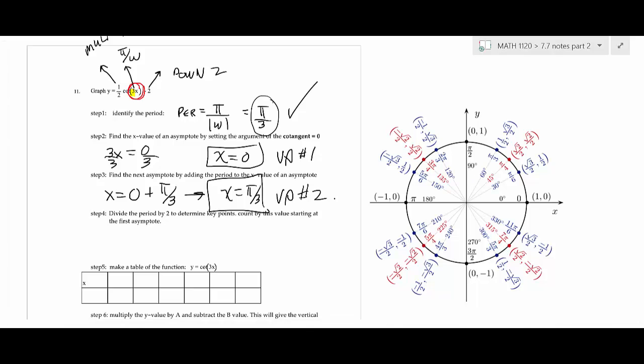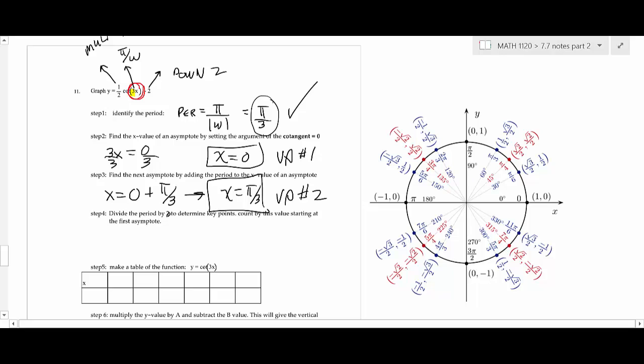Really, the way I look at this, tell me if this makes sense to you, because you want to make sense of this. You're doing cotangent of 3x. What's 3 times 0? 0. What's the cotangent of 0? Undefined, right? Now, what is 3 times pi over 3? Pi. What is the cotangent at pi? Undefined. You see what I mean? You're finding the value on the unit circle that, when you triple it, gives you a place where you're undefined. Does that make sense? That's the methodology you would use.